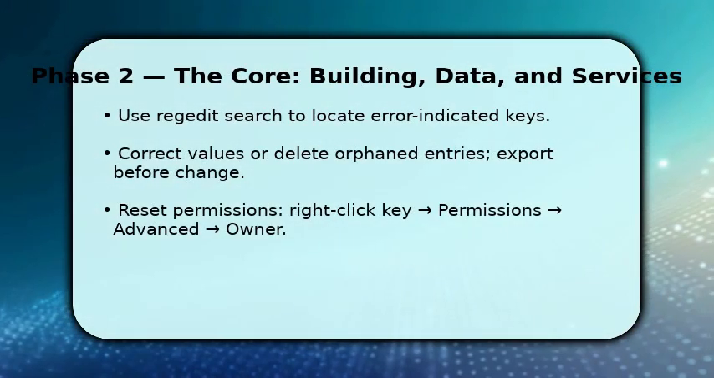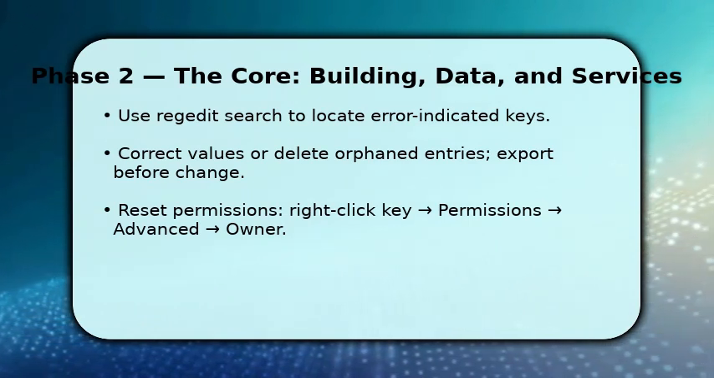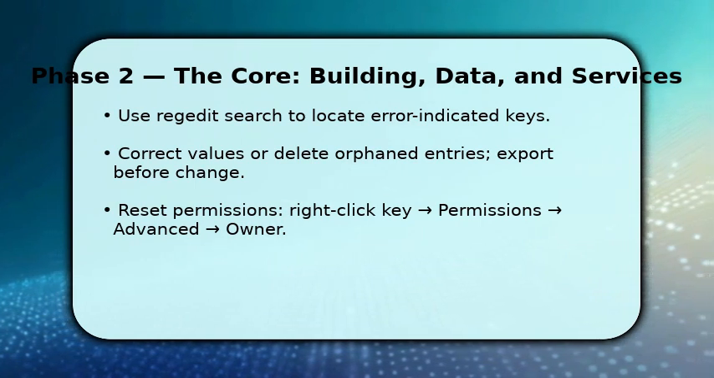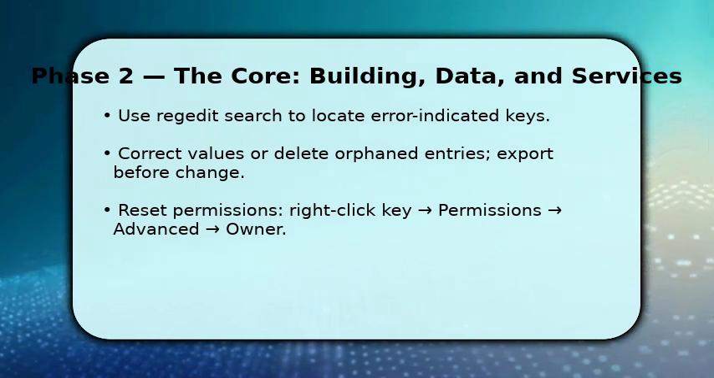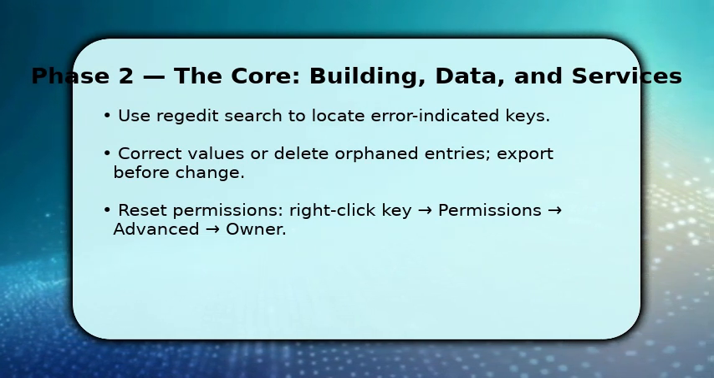You now locate the offending keys using Regedit's find. Search the exact name shown in error logs. Once located, export that single key, then either correct the value data or delete orphaned entries that reference missing files.